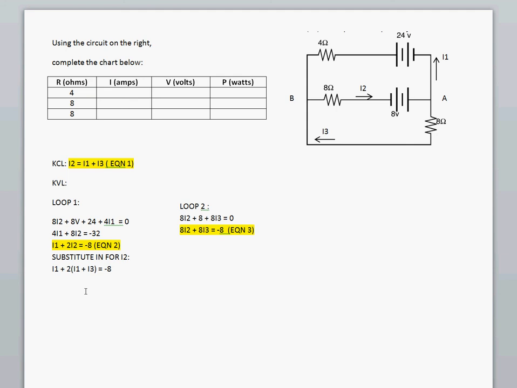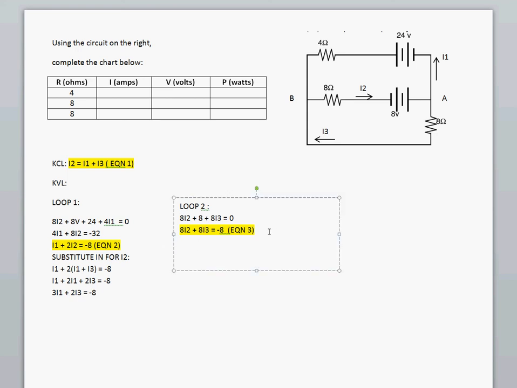So now I'm going to just distribute and combine like terms. That gives me I1 plus 2 I1 plus 2 I3 equals negative 8, which yields me 3I1 plus 2I3 equals negative 8.